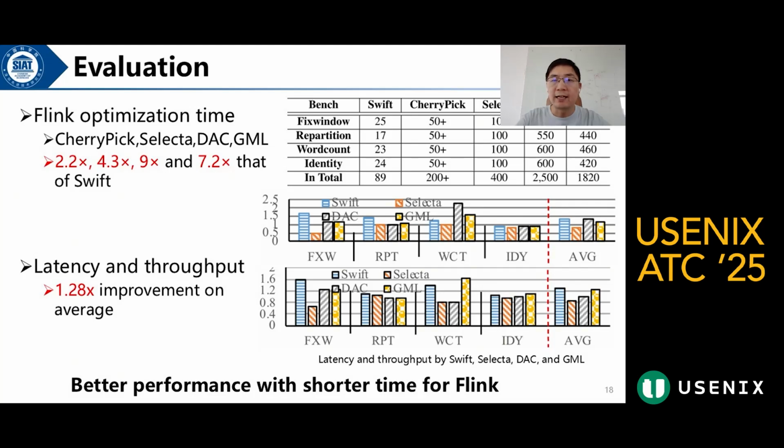The two figures are the latency and the throughput of different methods. On average, Swift exhibits 1.28 times improvement. Therefore, we conclude that Swift possesses better performance with shorter time for Flink benchmarks.